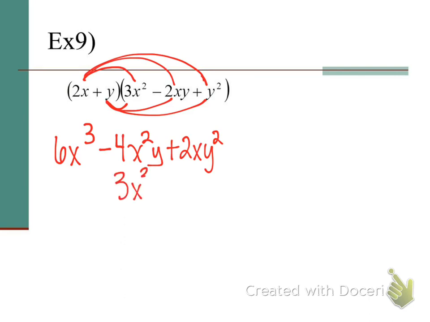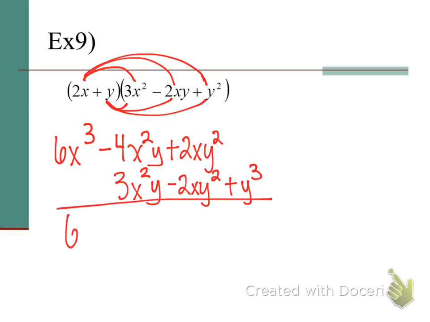So we've got 3x squared y. I'm putting it underneath the negative 4x squared y so their variables and exponents match. We've got y times negative 2xy. Good. Negative 2xy squared. The y times y gives us the y squared on the end. Again, I lined it up underneath the other one that had xy squared on it. And finally, we take y times y squared. Y to the third power, y cubed.